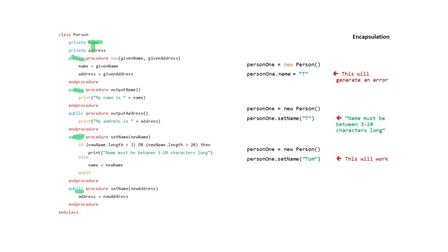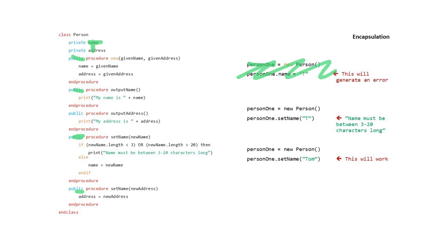So here we say person1 equals new person. We've got a new person object in creation now called person1. We then say person1 dot name equals t. This is going to generate an error because you can't simply get this person1 object and then directly access and shove stuff into its name attribute. Its name attribute is private, so this causes an error. We have to use the method.